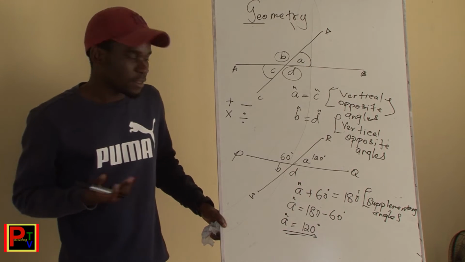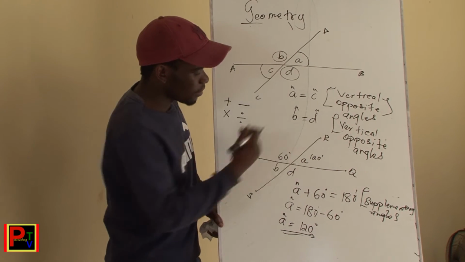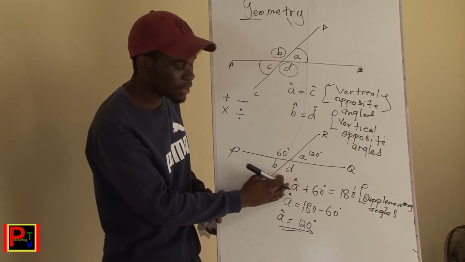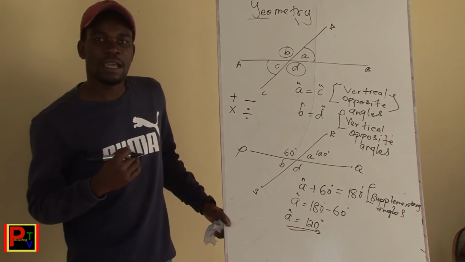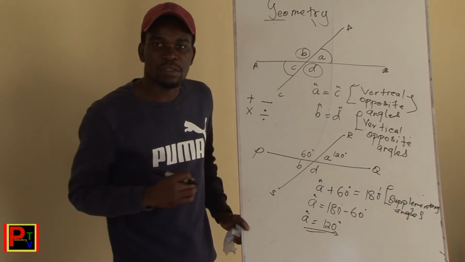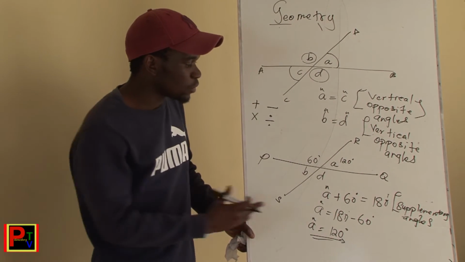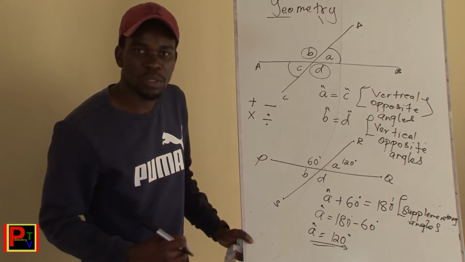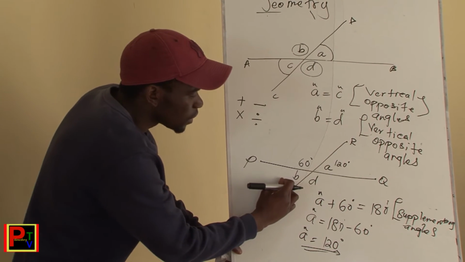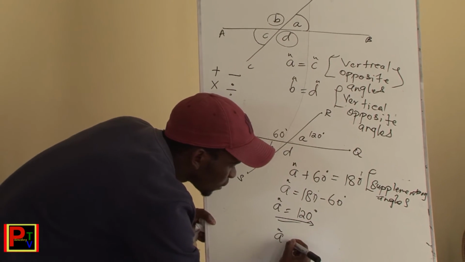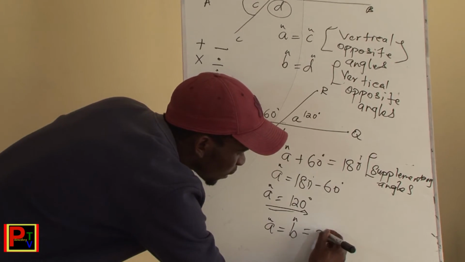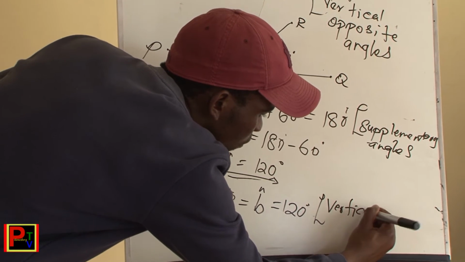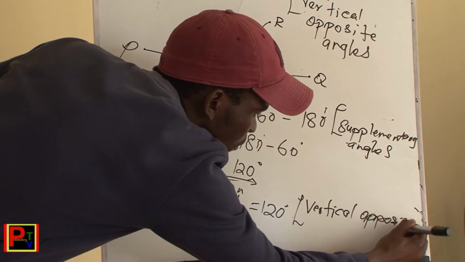Then from there, what do we realize? We can still say we have another straight line, RS. Therefore, we can sum angle A plus angle D. Therefore, we get angle D. But then, I advise you to use whatever knowledge that we have. So we can apply another one. We use angles on a straight line. Let's say to get angle B, we can simply use vertical opposite angles. Just realize that A is vertical opposite to B. Therefore, angle A is equal to angle B, and is equal to 120 degrees. What is the reason? Vertical opposite angles.